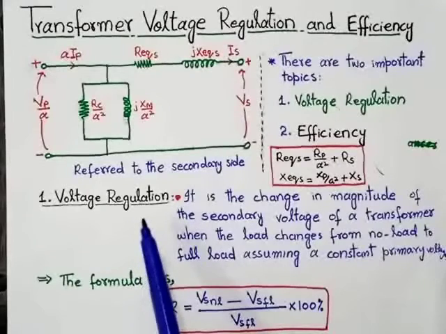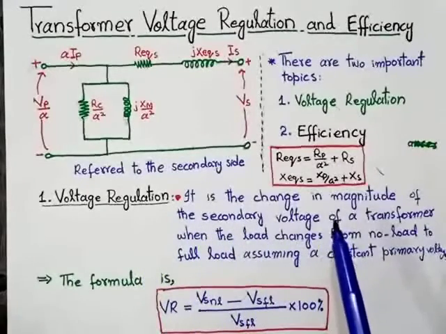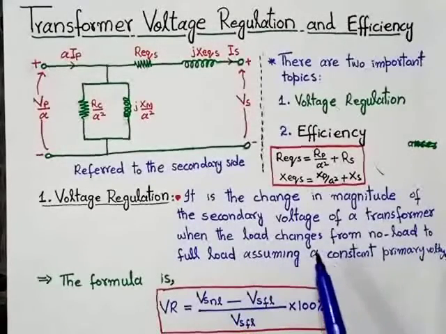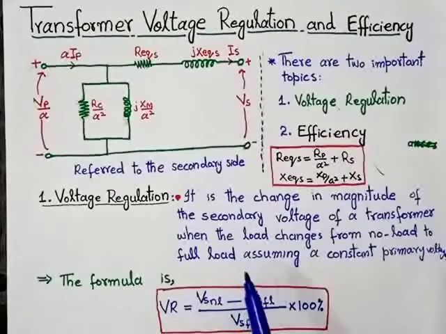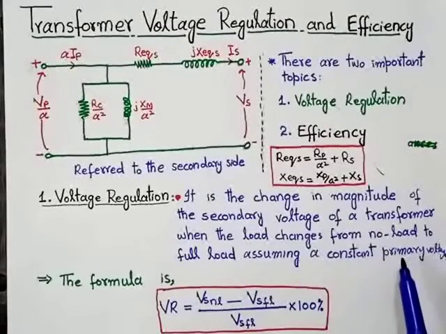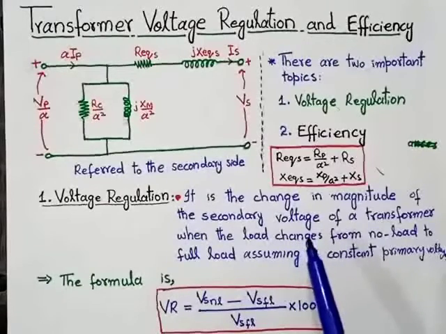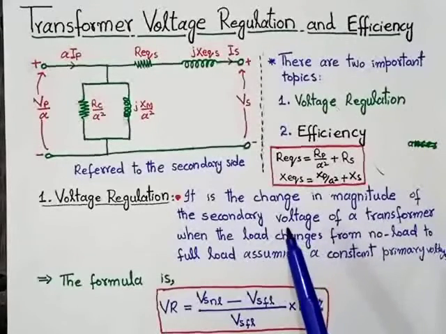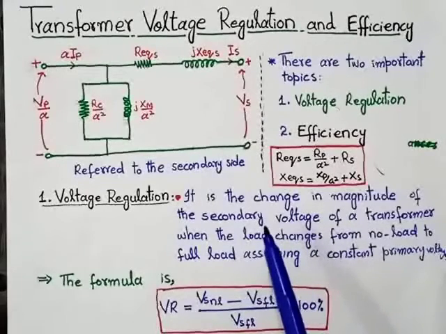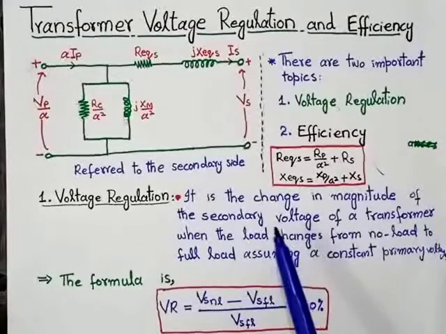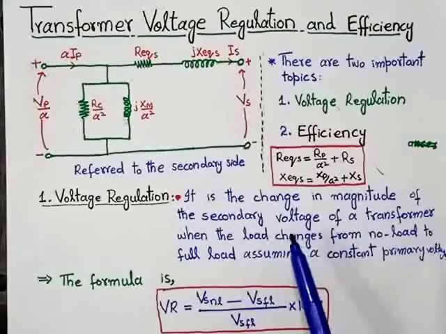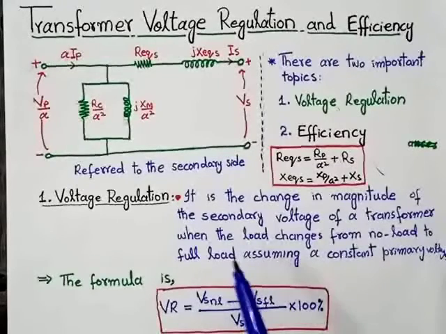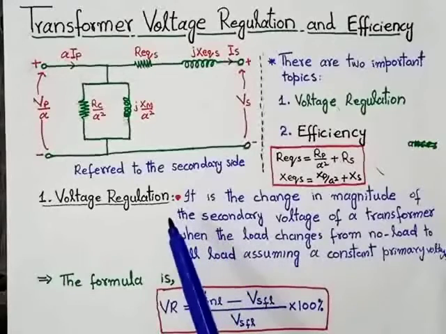Voltage regulation is basically defined as the change in magnitude of the secondary voltage of a transformer when the load changes from no load to full load, assuming a constant primary voltage. It means voltage regulation is basically the change in magnitude of the secondary voltage instead of primary voltage. So this is the important point. Voltage regulation is not the change in primary voltage. It is basically the change in magnitude of the secondary voltage when the load changes from no load to full load. So this is the definition of the voltage regulation of a transformer.